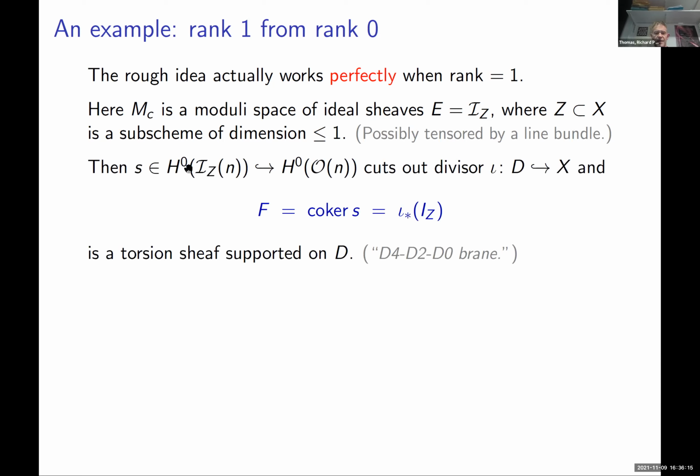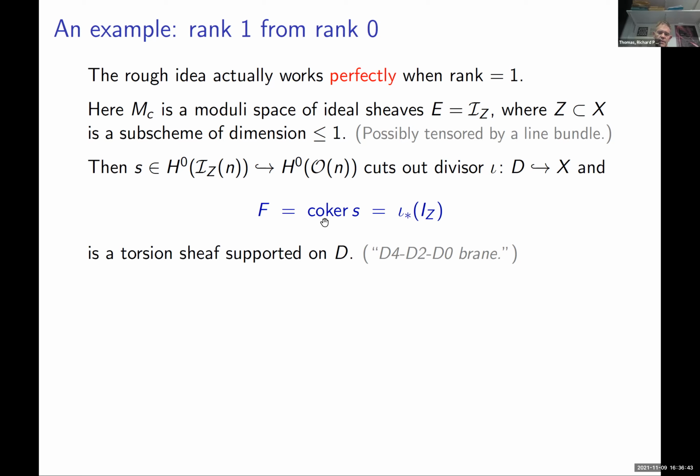And then what's one of these sections? Well, it's a section of this ideal sheaf twisted by n. Well, you can ignore the ideal sheaf. That's therefore also a section of O(n), and so it cuts out a divisor in the O(n) linear system. So what this data gives you is a divisor, and then the fact that it lifts to this ideal sheaf means that the section vanishes on Z. So Z is inside the divisor.